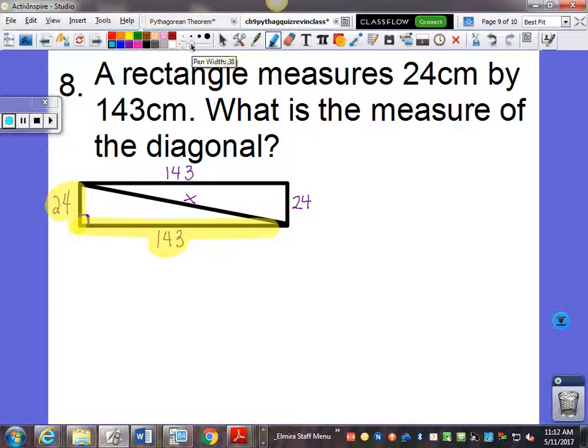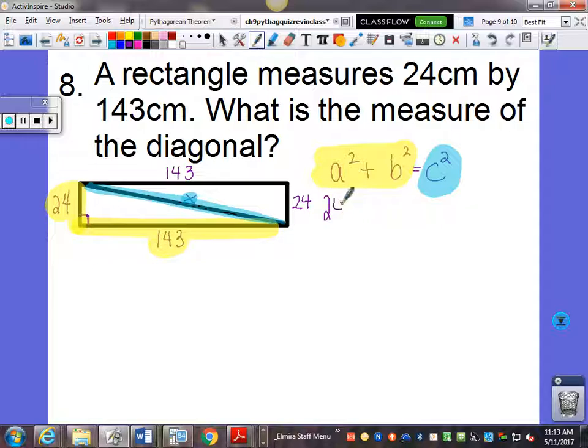And my hypotenuse. Okay? Okay, so 24 squared plus 143 squared equals x squared.